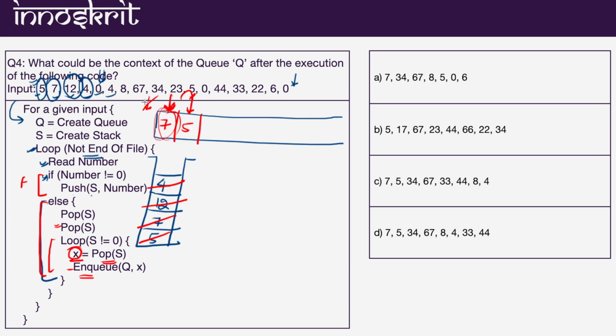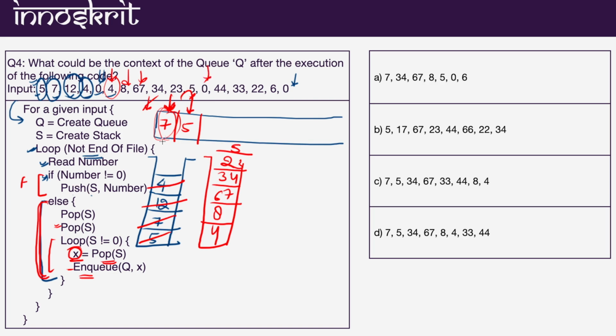Okay, when this else part is completed, now coming to this one. Now 4 is encountered. 4 is non-zero, so 4 will be pushed into the stack, 8 will be pushed into the stack, 67 will be pushed into the stack, 34 will be pushed into the stack, 23 will be pushed into the stack, and 5 will be pushed into the stack.